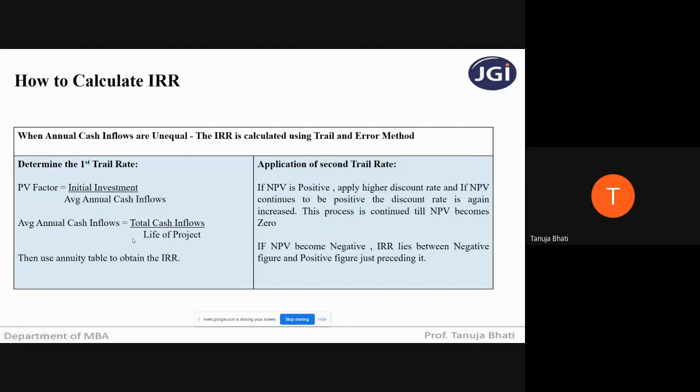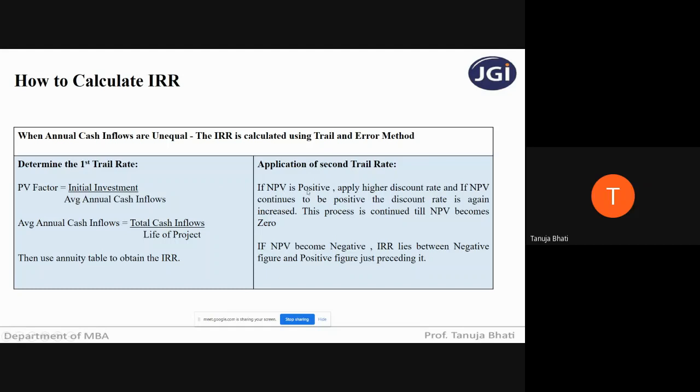At 10% you tried, you got it as positive. At 12% you tried, you got it as positive. So if you want to make it 0, you have to keep increasing your discount rate. Then you try it at 15%, and you still get it as positive. So keep trying higher rates till you get your NPV as 0. This process continues till NPV becomes 0, because this is called the trial and error method. You try a particular rate. If there is error, you try the next rate. If there is error, you keep trying the next rate.